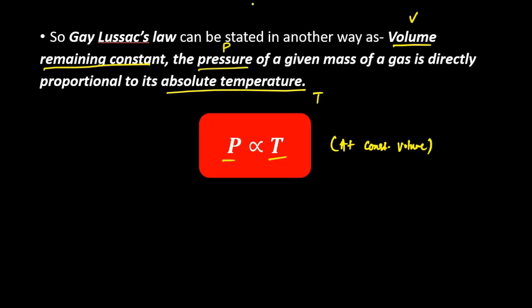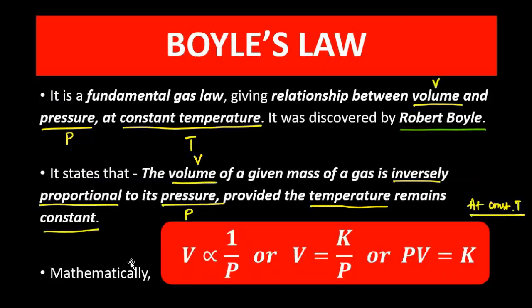Okay, so we have the three important gas laws here. First one, Boyle's law, which states the relationship between volume and pressure at constant temperature. So pressure is inversely proportional to volume, volume is inversely proportional to pressure. The product of pressure and volume is always constant.